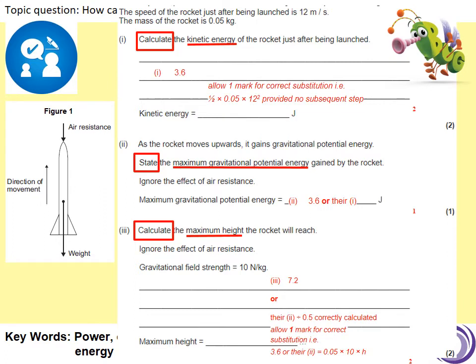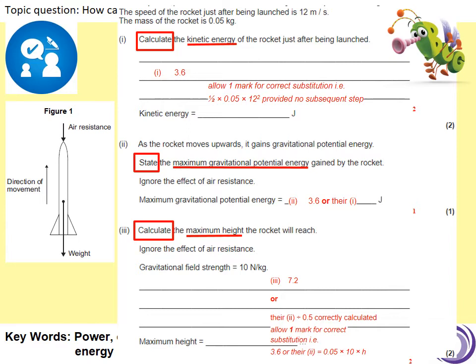Okay, so we should have had a go at the questions here. Part 1, we should have got an answer of 3.6. If you're not sure how to do that, the equation you were using was kinetic energy is a half times your mass times your speed squared. It told you in the question that you had a speed of 12 and a mass of 0.05 kilograms. So you put your numbers into the equation and you should get 3.6 joules of kinetic energy.